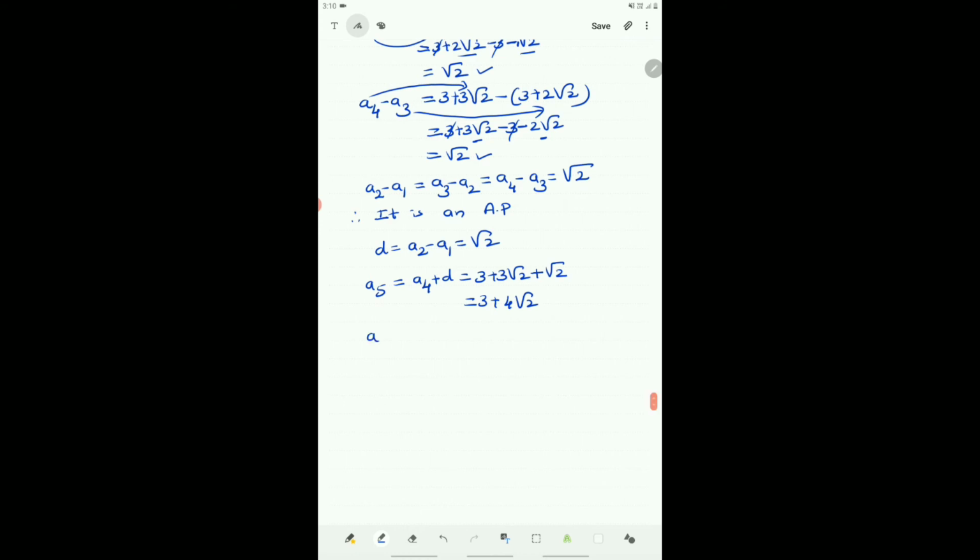Next, A6. A6 is equal to A5 plus D. A5 is 3 plus 4 root 2. This is A5. Plus D, D is root 2. Write 3 as it is plus 4 root 2 plus 1 root 2. 4 plus 1 is 5. That is 5 root 2.